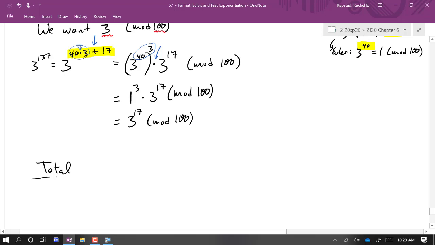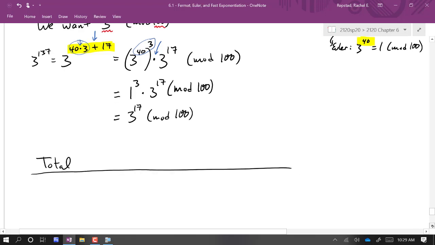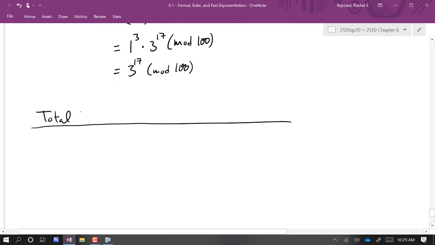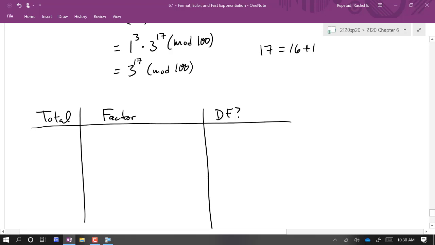So I'm going to set up my total. Here's my table. The first column is for my total. Then I look at my factor. And then, is this a desired factor? Okay, so 3 to the 17th. 17 is 16 plus 1. There it is, it's the sum of powers of 2. So 3 to the 17th is 3 to the 1st times 3 to the 16th. These are my desired factors.